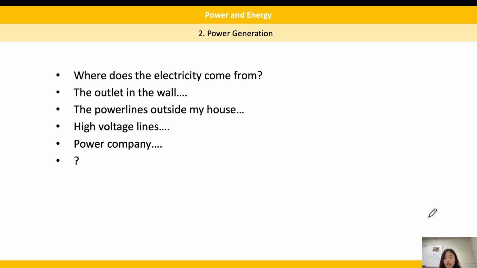And now we already know alternating current. Let's see power generation. Where does the electricity come from? What is the outlet in the wall? How is the outlet connected with electrical energy? What are the power lines outside my house, what is a high voltage line, a low voltage line, and what is a power company, where we get the power from, the utility?